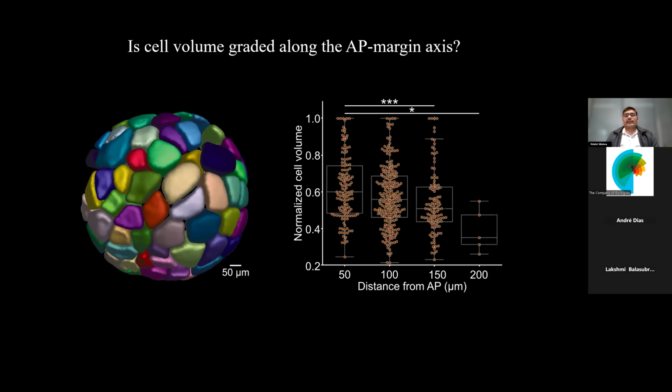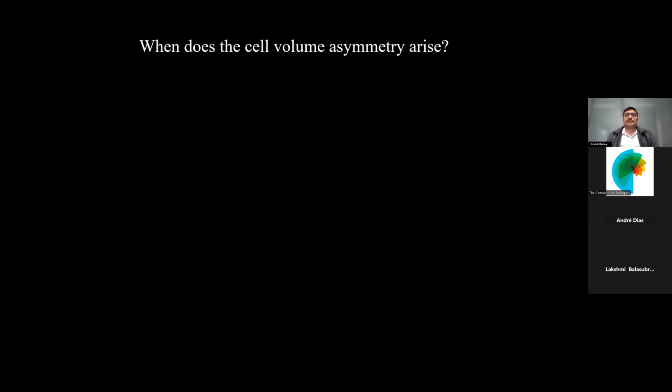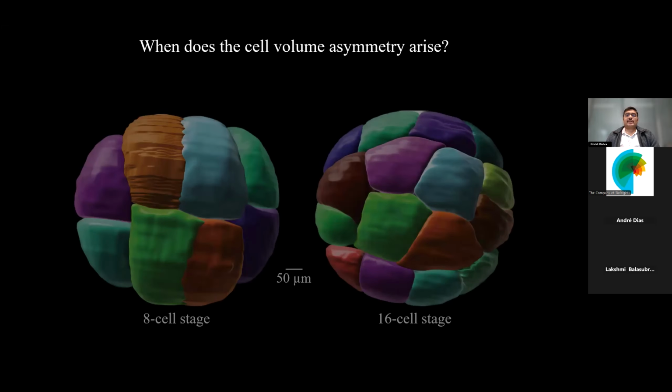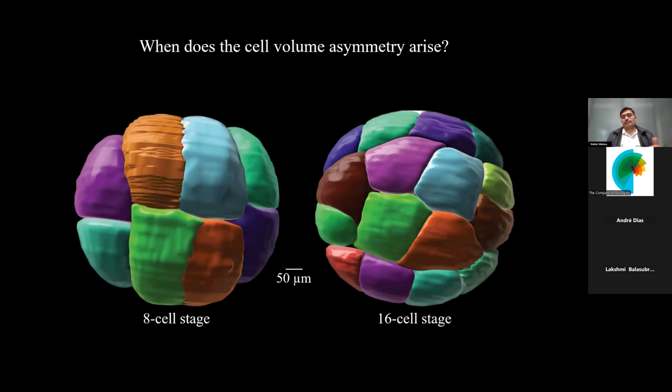So when I quantified the cell sizes, binning them from animal pole to the margin, I saw that there was a tendency for cell volumes to decrease as we moved away from the animal pole. This was interesting because then it made us wonder when such an asymmetry first arises. The first time an in-out, or a central periphery, or an animal pole margin asymmetry arises in the embryo would be at the 8-cell stage and the 16-cell stage.